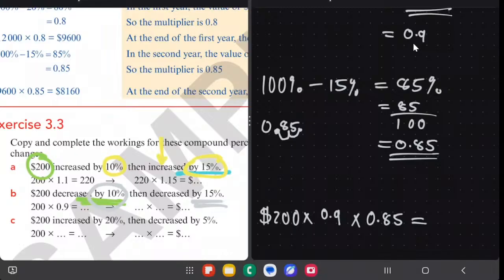Right. So do it. You get 153. So this becomes $153. I'm so proud of you. That's very good. All right, great stuff. So this is how you do it. Well done.